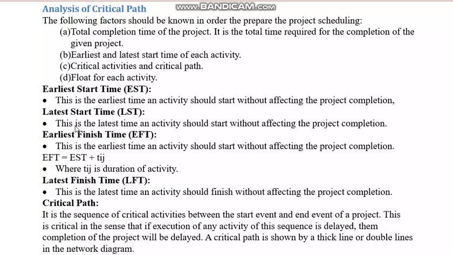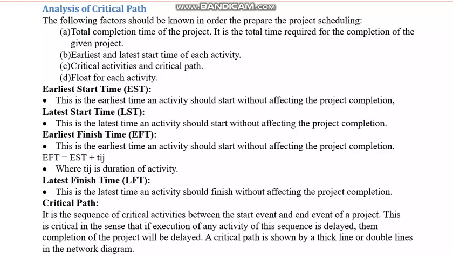Now latest start time. Suppose you should study 2 hours. Either you can start studying at 5 o'clock and finish at 7 o'clock, or you can still start later and finish. But suppose you have a rule in your house that at 8 o'clock in the morning you will be served breakfast. Before that 2 hours of study you should finish. So your earliest start time can be 5 o'clock, and the earliest finish time will be 7 o'clock. But you will say that I will do other things and then afterwards I will do.